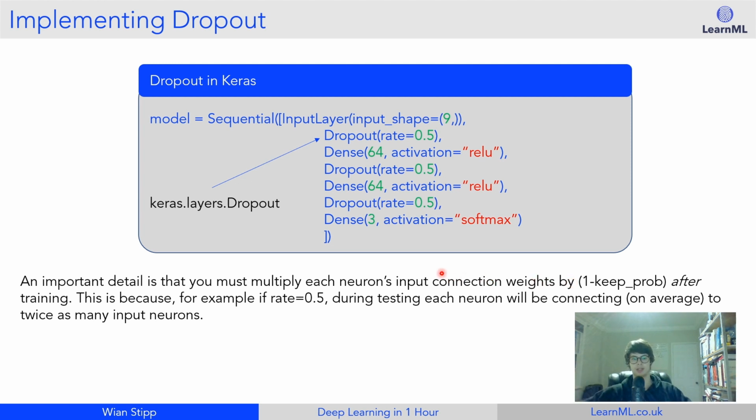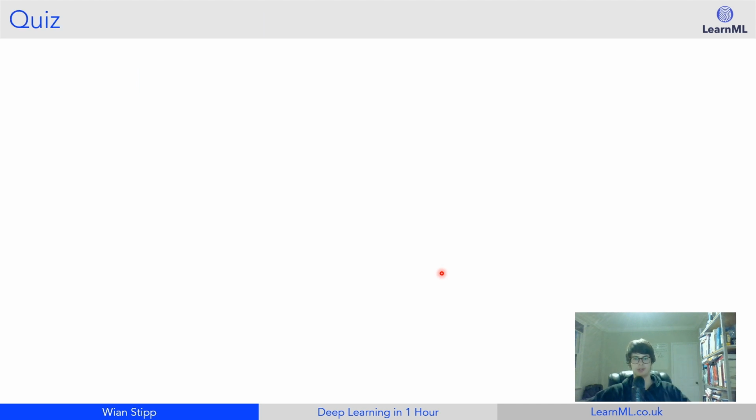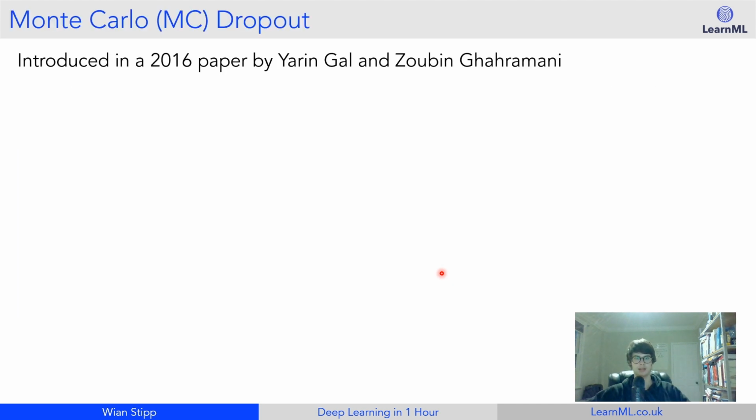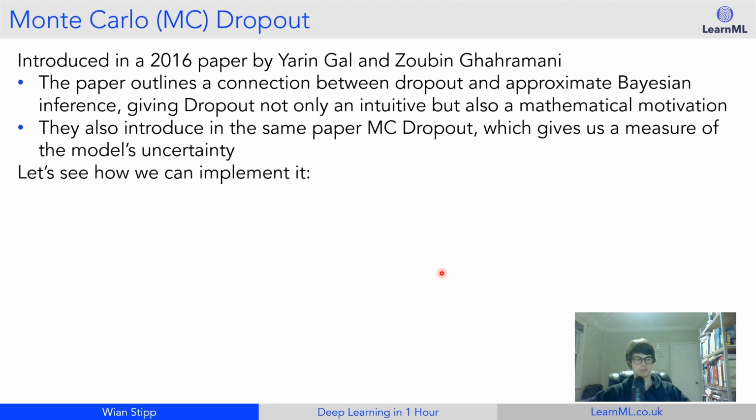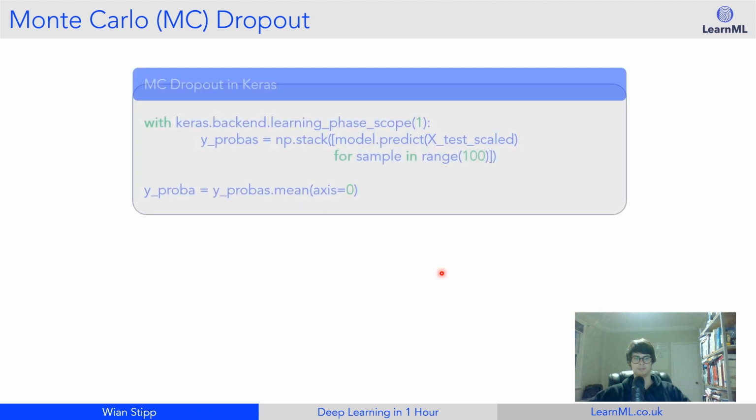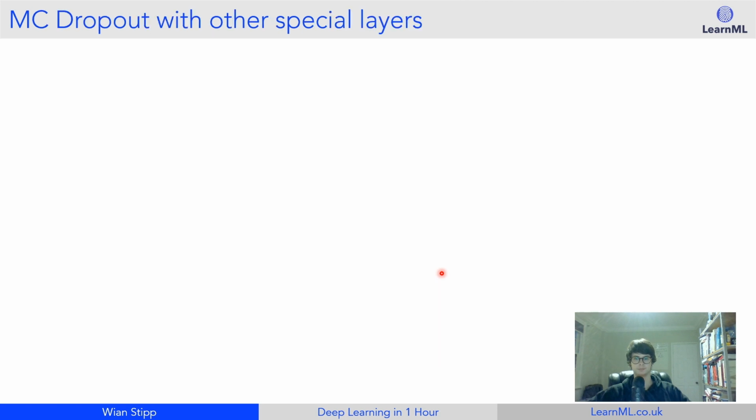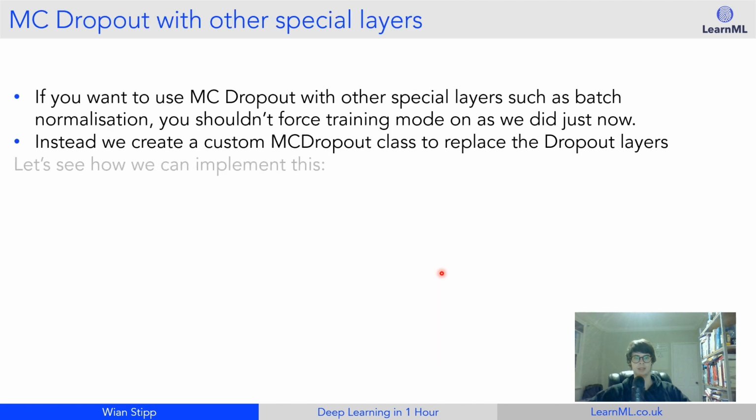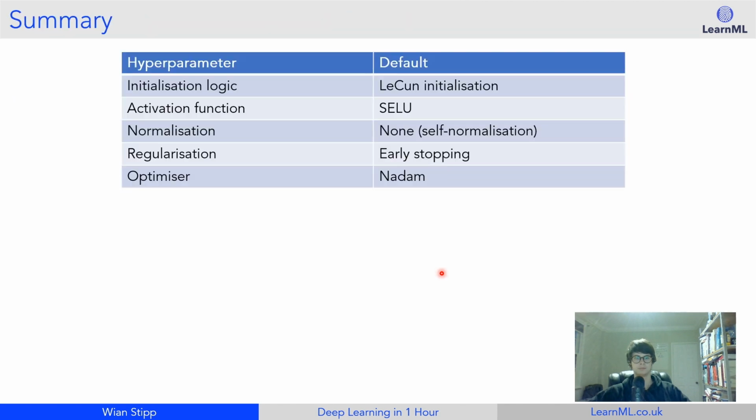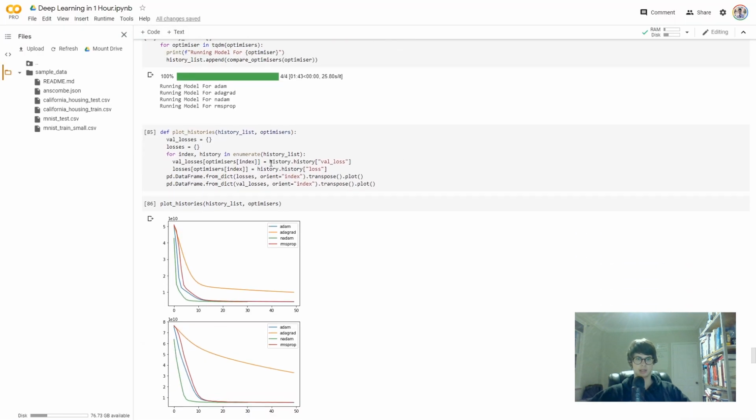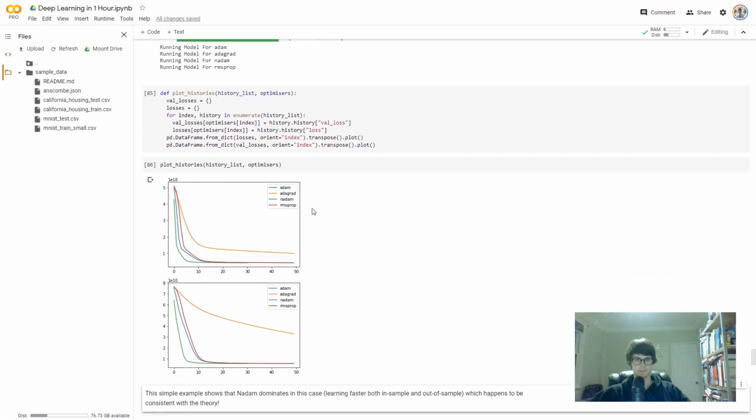Input connection weight, sorry, because your neural network is going to be smaller on average. Okay, Monte Carlo dropout. I'm going to make a whole separate video on this, so let's keep that for later. Okay, so let's look at optimizers that we're running in the background.